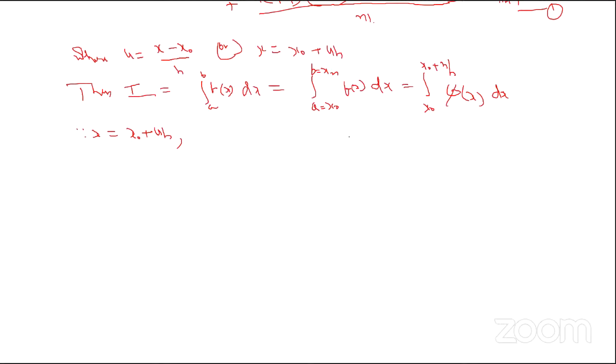dx equal to h du. When x equal to x naught, u equal to 0, and x equal to x naught plus n h, u equal to n.